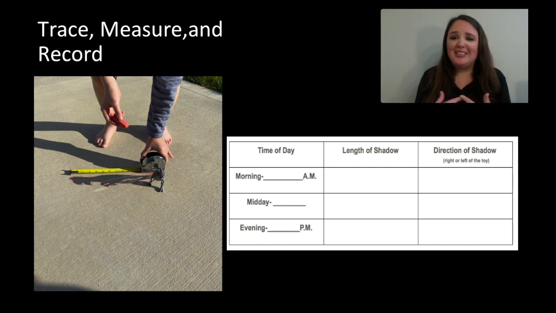You're going to complete the exact same steps again in the middle of the day. Write down the time, the length of that shadow, and its direction. And then you're going to do it one more time in the evening before the sun sets. Write down that time, the length of the shadow at that time, and its direction. Once you complete this activity, you'll be able to answer the questions at the end. If you want to pause the video now, complete your activity and come back, you are more than welcome, or we can continue before.